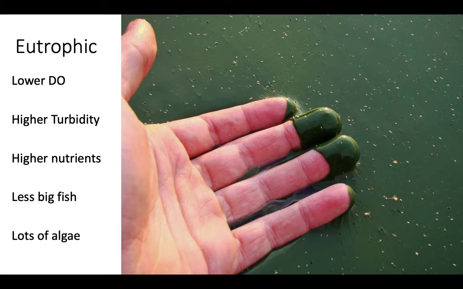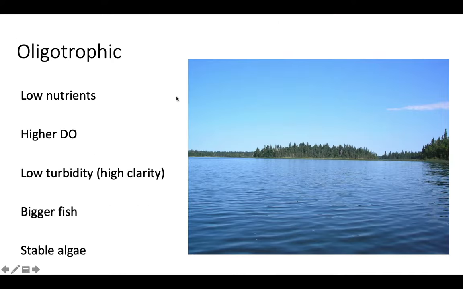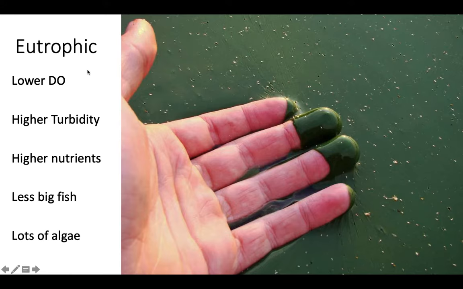On the other hand, eutrophic waters have high nutrient pollution, which means unstable, high algae populations, which means low dissolved oxygen, less water clarity or higher turbidity, which is going to make it difficult for large fish to survive. This is not the type of place you want to swim in. Not to mention the algae is blocking out the sun, making it harder for plants underneath to photosynthesize and survive. So keep that in mind. There are oligotrophic and eutrophic waterways.